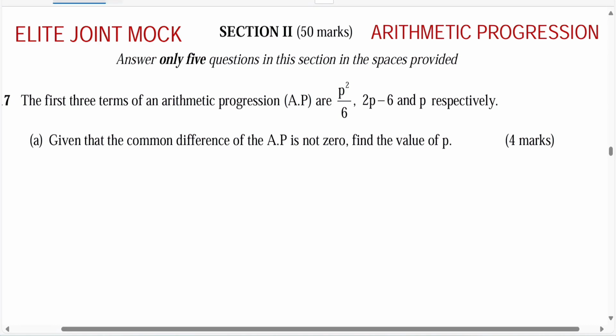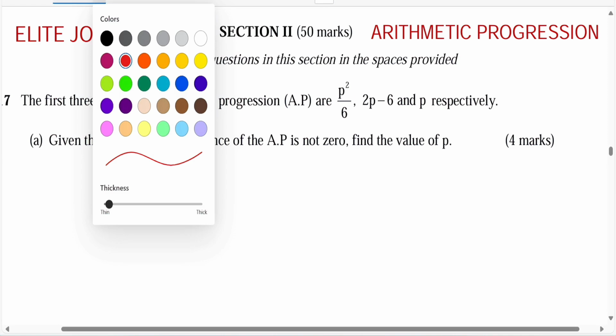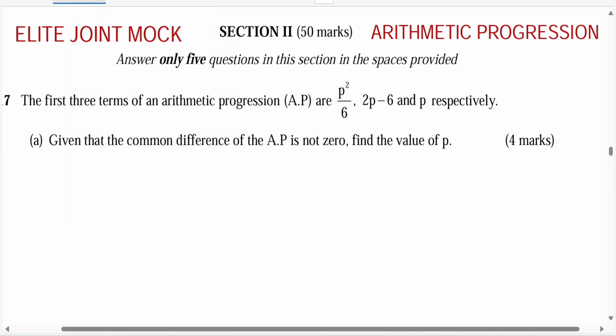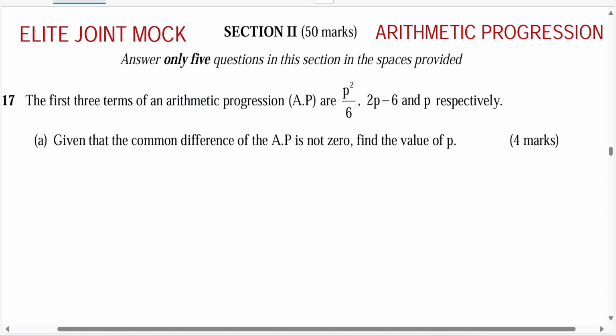Leo kama kawaida yetu tutafanya hii mock paper Allied Joints Mock Arithmetic Progression. So hapo umeambiwa answer only 5 questions. So we'll go question after question, posting question after question, and then tukifika section 1 tutafanya the whole section live, then we'll do a lot of papers that way.